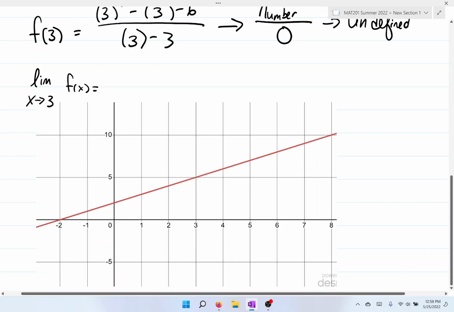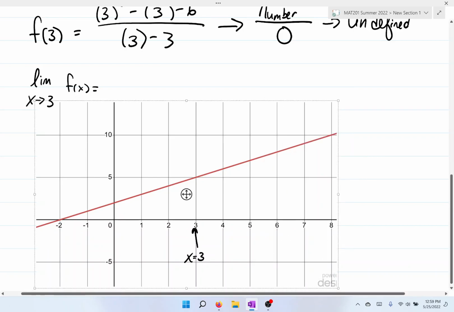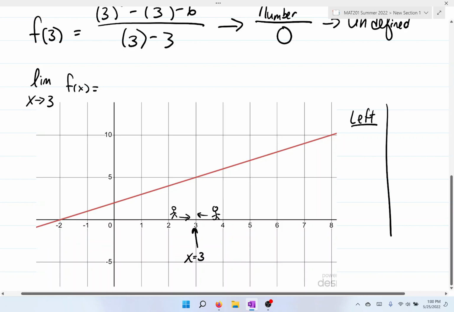So here's what limits allow us to do. Right there is the value x equals 3. When we say the limit as x approaches 3, what we're saying is, what if we were to walk on the x-axis, and it doesn't matter what side, on either side of the number 3, and get closer and closer to 3? On the left, we could have values such as 2.9, 2.99, 2.999, and those values of x are getting closer and closer to 3.